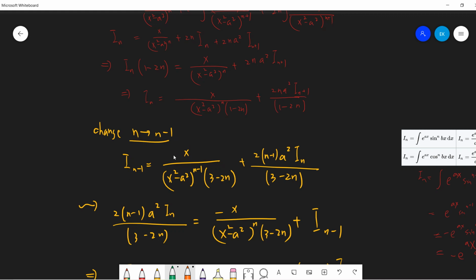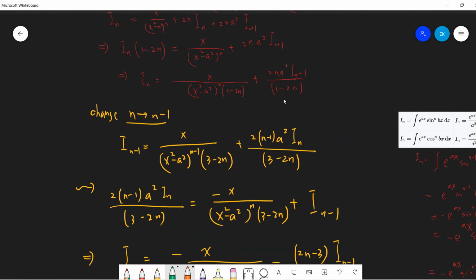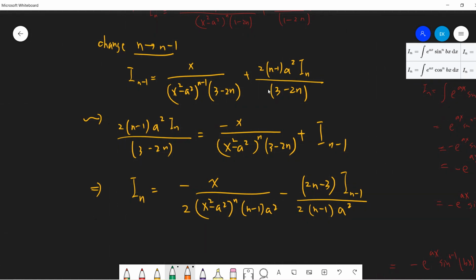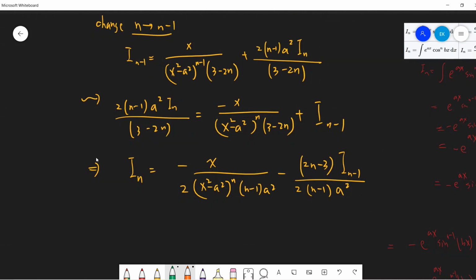So I_{n-1} equals x divided by x squared minus a squared to the power n minus 1, and 3 minus 2n, right? Because we just changed n to n minus 1, so this becomes n minus 1. And 1 minus 2n becomes 3 minus 2n. Okay, and this n to n minus 1, and this becomes this. And then we just shuffle them. Right, we shuffle I_n, and since we want to write I_n in terms of I_{n-1}, we shuffle I_n, and finally we get this one.